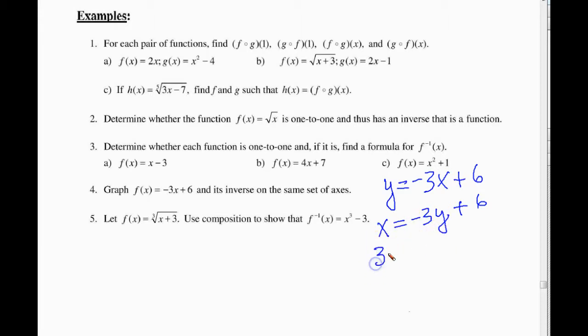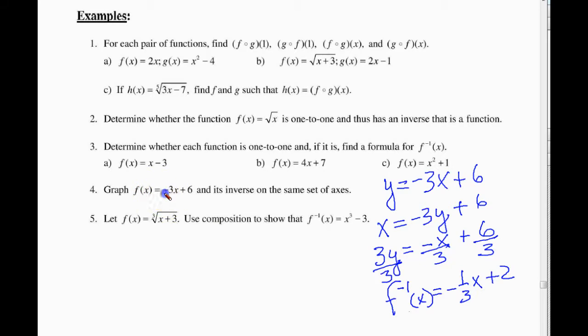I'm going to move the y over here to make it positive. The x goes over here and it becomes negative x plus 6. So I'm just taking this term now, moving it over to this side to make it positive. Now I'm going to divide everything by 3. And I get, now I'm going to put it in inverse form already, f inverse is a negative 1/3 x plus 2. So remember, we're going to graph this, and we're going to graph this.